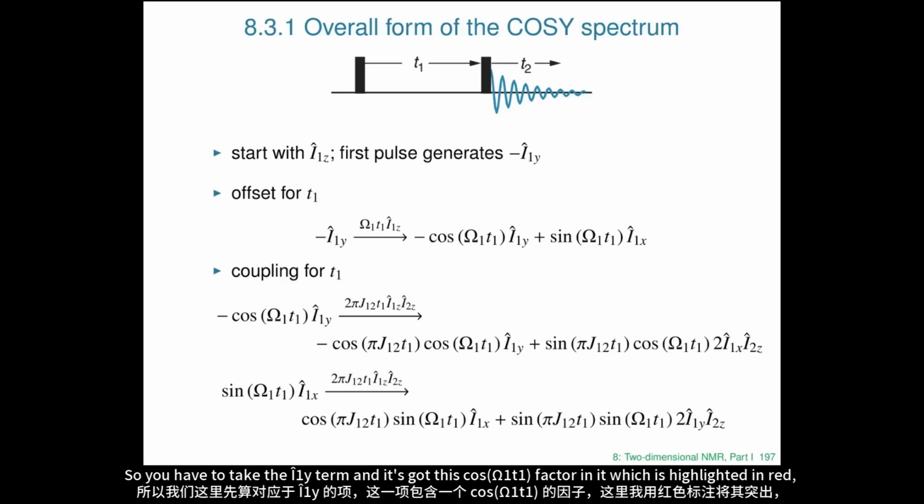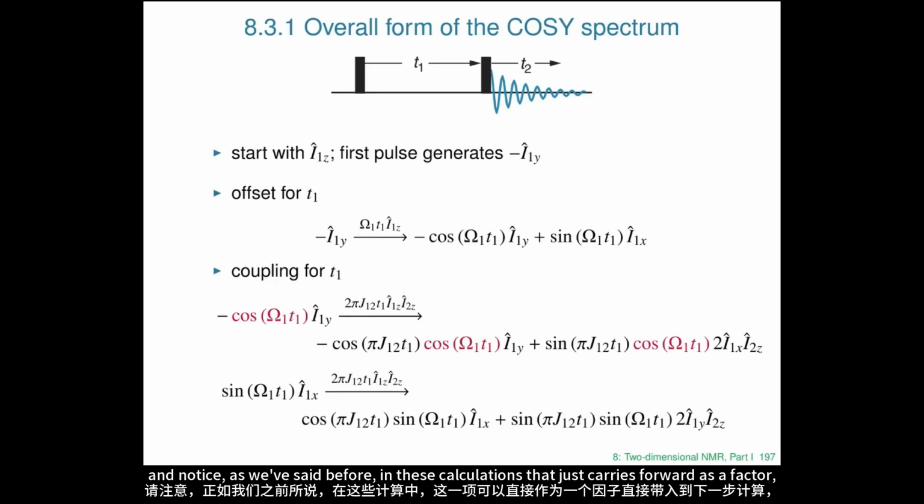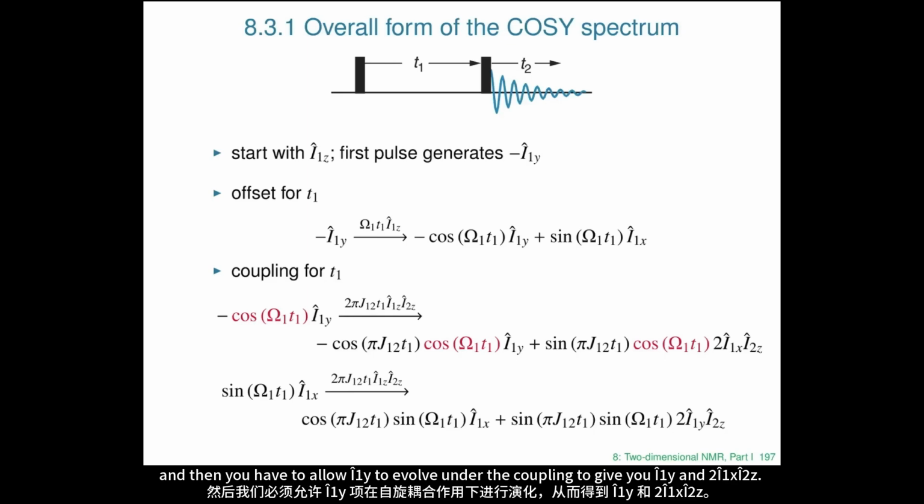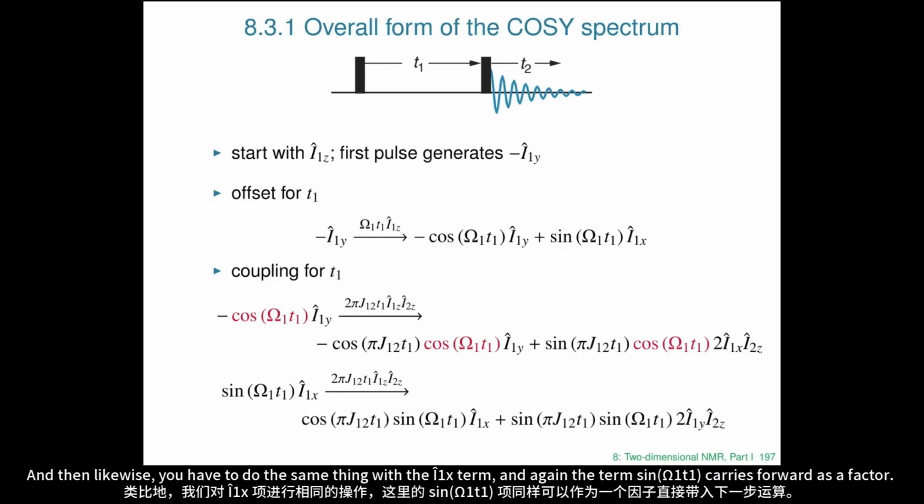So you have to take the I1Y term, and it's got this cosine omega 1 T1 factor in it, which is highlighted in red. And notice, as we've said before in these calculations, that just carries forward as a factor, and then you have to allow I1Y to evolve under the coupling to give you I1Y and 2 I1X I2Z. And then likewise you have to do the same thing with the I1X term, and again the term sine omega 1 T1 carries forward as a factor.